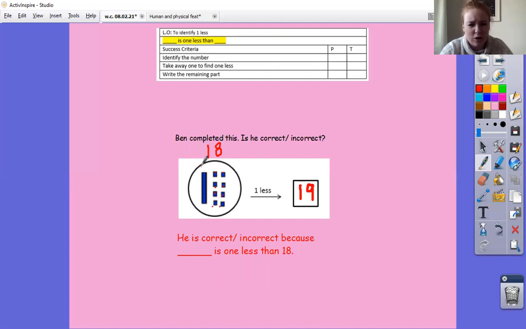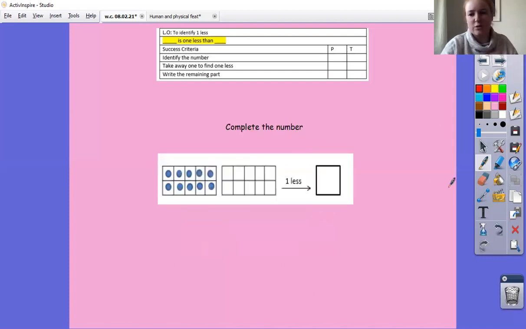And then if I wanted to take one away, I would cross one out to find out what 1 less is. So my new number should have 1 ten, because that has not changed. And then how many 1s? 1, 2, 3, 4, 5, 6, 7. So my new number should have 1 ten and 7 ones, which is 17. But Ben thinks it was 19. So is Ben correct? No, Ben is incorrect, because 17 is 1 less than 18. Fantastic.